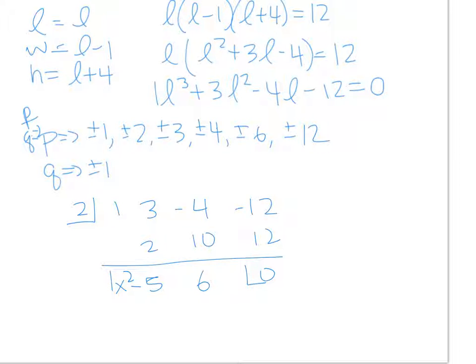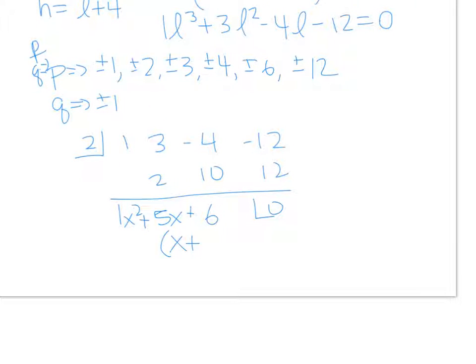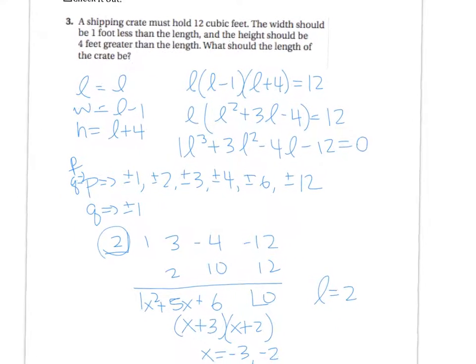Just so happens it works. And this factors into, this is x plus, it's not going to factor into 2 nice factors. Oh yeah, 3 and 2, my bad. Wasn't thinking. 2 factors of 6 that add up to 5. And these are going to give you negative numbers. So my answer is L equals 2. And it was asking for the length, and that would be the length. So that works.